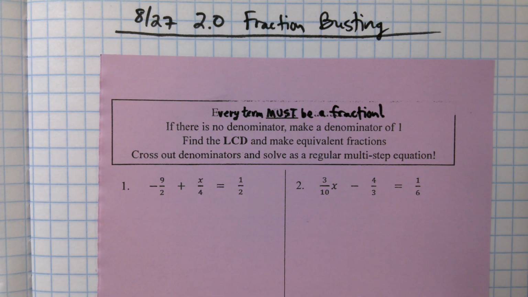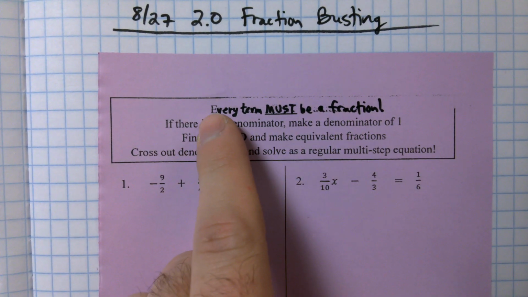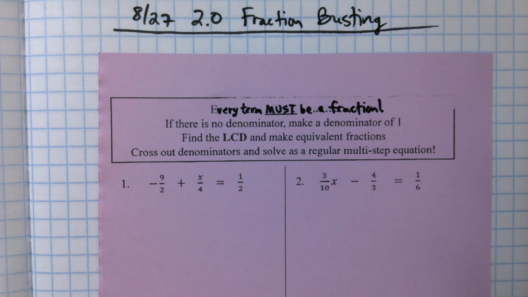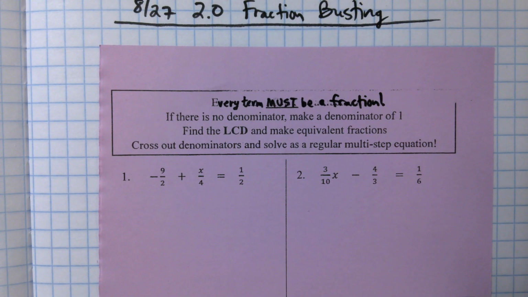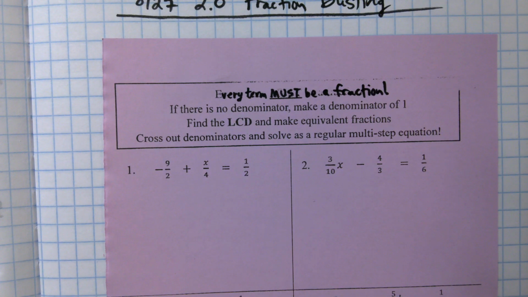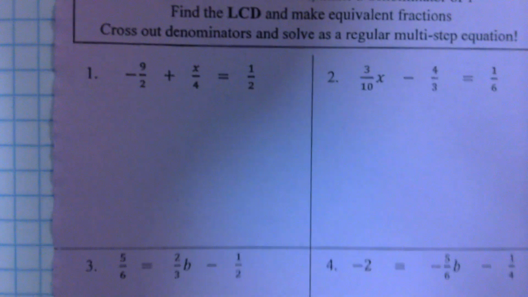All right, guys. Perfect. So the printer did not like me this morning. Some of you have some not great writing at the top. All that says is every term must be a fraction. So go and fill that in if you need to. If there's no denominator, what can I put under a whole number to make it a fraction? 1. I'm going to find my LCD to make equivalent fractions, cross out my denominators, and solve. So we're going to make it nice and easy.